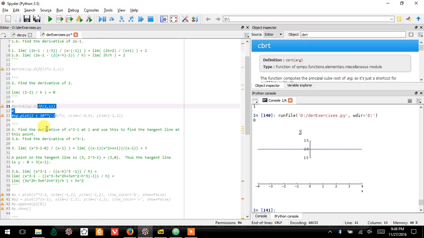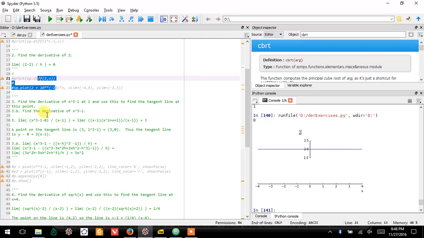Okay, moving on to the next problem. We want to find the derivative of this at 1, and that means finding f of x, which is x cubed minus 1, then f of a, which you plug in 1 and it evaluates to 0, divided by x minus 1.